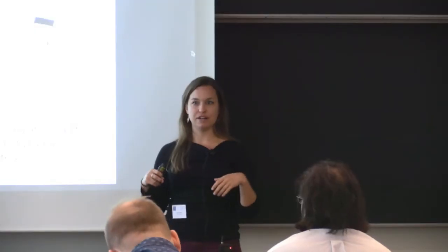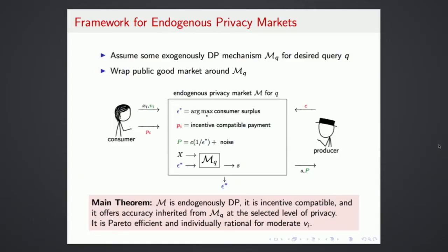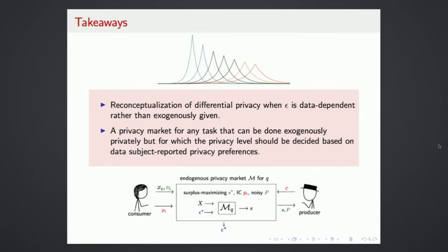And what individual rationality essentially means is that the consumers would rather have this privacy as a premium than not at all. So the two takeaways then are that we've reconceptualized differential privacy in this context, that epsilon should be data dependent, allowing for a differential level of noise being added in for different databases. And then we've offered a privacy market that's very general, in that anything that you can do differentially privately, you can wrap this public goods allocation mechanism around it, and now do it in such a way that epsilon is a function of the data itself. Thanks.